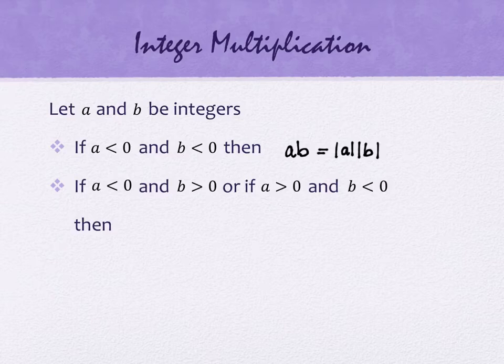The second line talks about what happens if one number is negative and one number is positive. If one number is negative and one is positive, in either order, and you multiply them, you get the opposite of the absolute value of A times the absolute value of B. Oh, that should have gone down to the next line. I didn't see my "then."